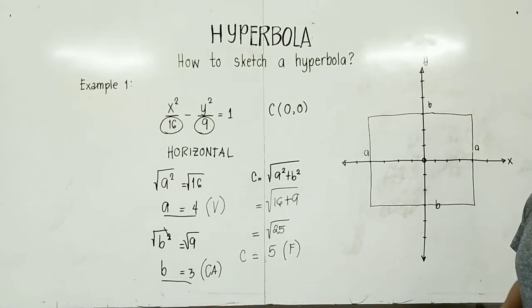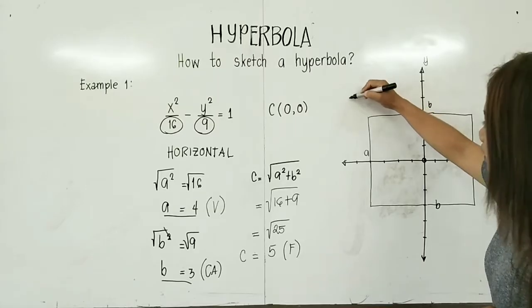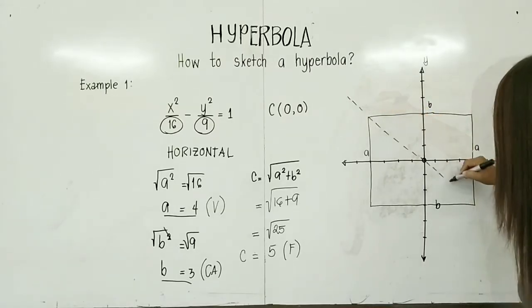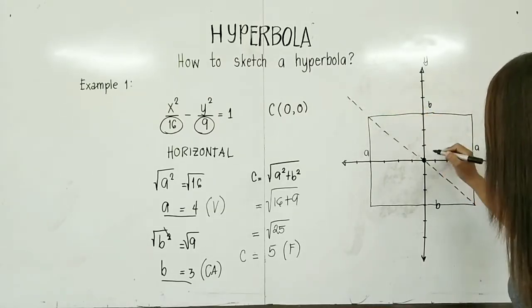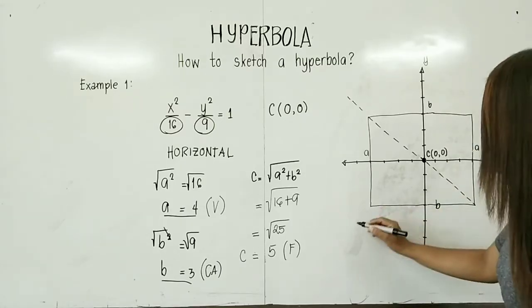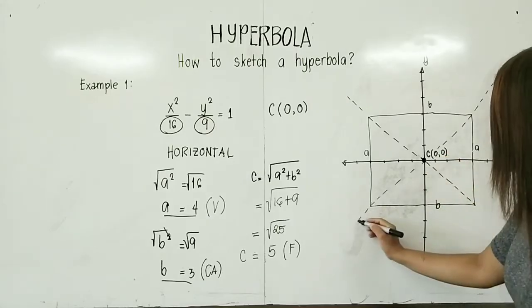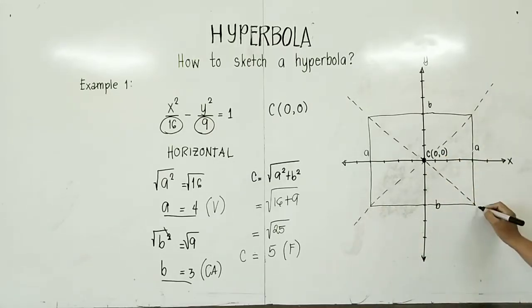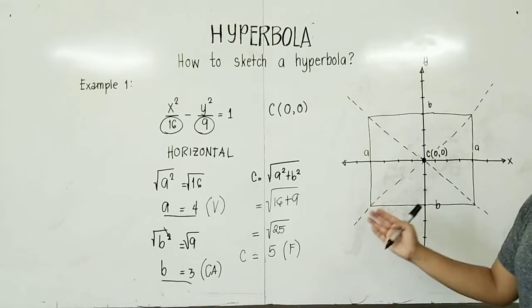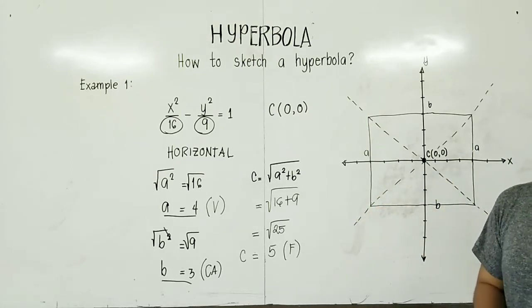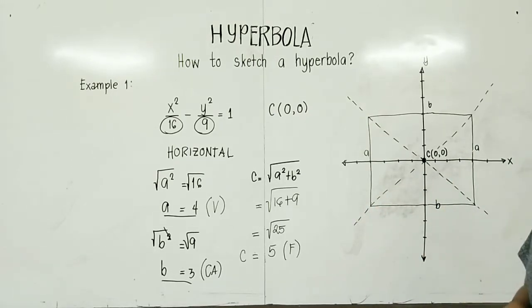Next step is sketch the asymptotes. Now, asymptotes are the two intersecting lines which the hyperbola approaches, but they will never meet. So, our asymptote, let's start from this edge of the central box. These are our asymptotes.